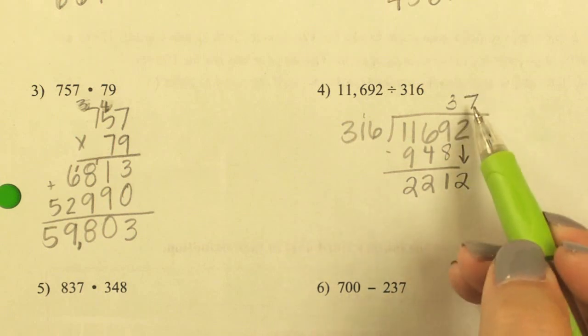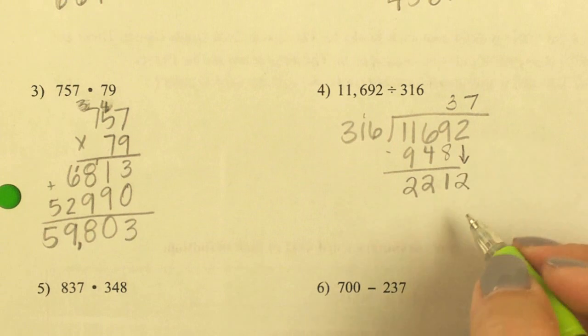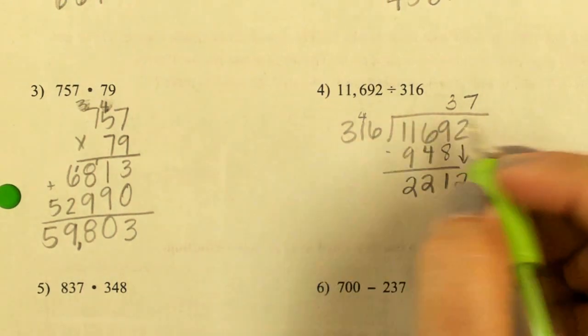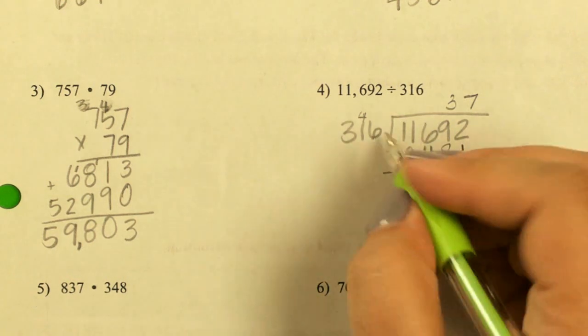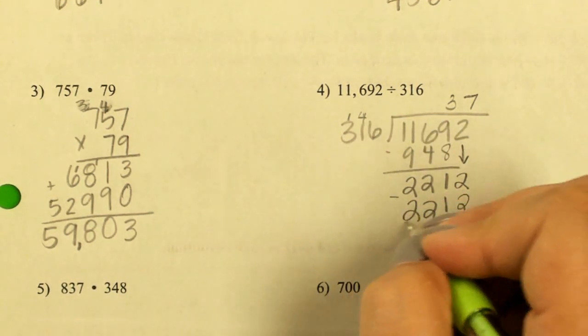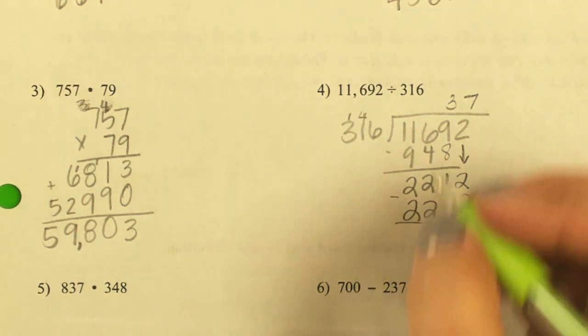7 would be a great estimate to get me close to that. And sometimes it may not work. Sometimes I may have to go back. So 7 times 6, 42. 7 plus 4 is 11. 7 times 3 is 21, plus 1 is 22, and we have no remainder. So 37 should be your answer.